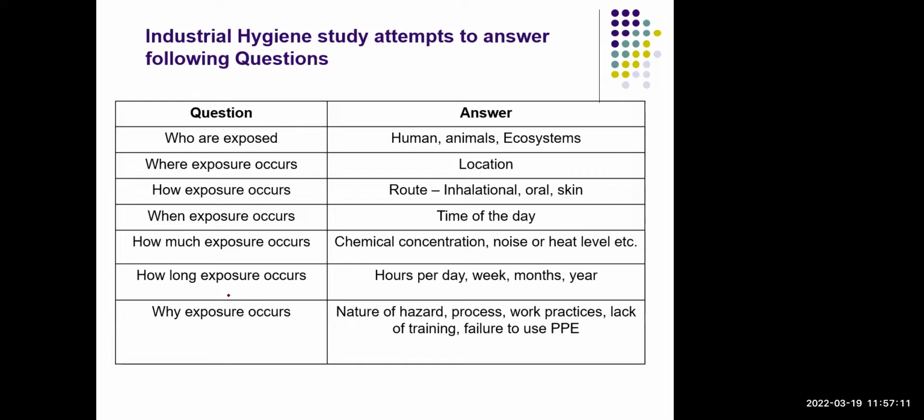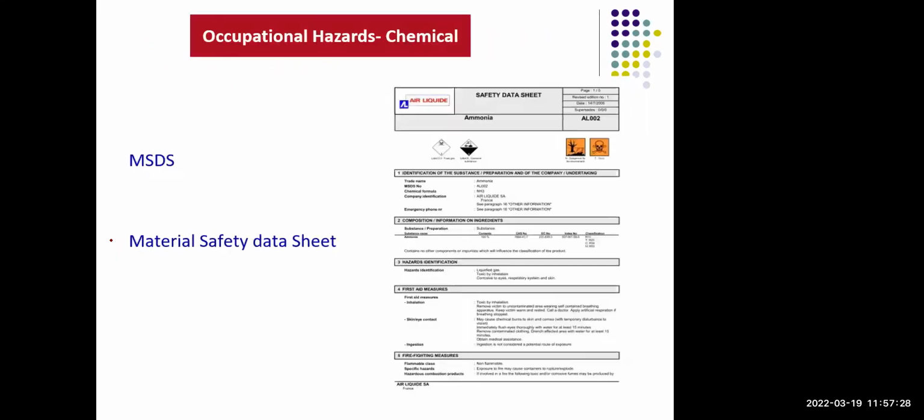Hours per day, week, months, year. Why does exposure occur? Why has it occurred in the first place? Is there a problem in your processes? Is there a problem in your equipment? Or failure to use PPEs and all those things. So these are the questions you seek to ask when you are doing an industrial hygiene study, and these industrial hygienists come and do this study.